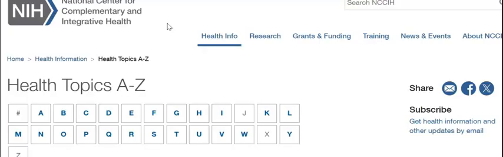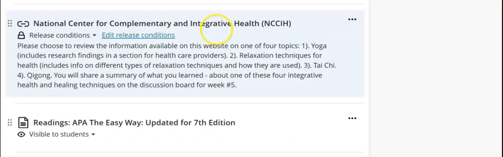But there is research being done, and some of that research is being done by the National Institutes for Health. So let's keep moving on. And you can see you're going to read about, once you go on to this site, one of 4 topics, either yoga, relaxation techniques, Tai Chi, or Qigong. So you're going to pick one of these. It doesn't matter which one, whatever one interests you.